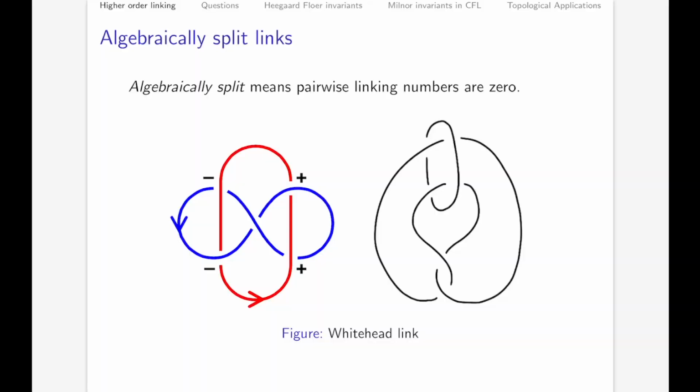So let's start by talking about algebraically split links. I'm going to be considering links in the 3-sphere, and algebraically split means that pairwise all of the linking numbers are 0. A great example of that is the Whitehead link that we see pictured here.